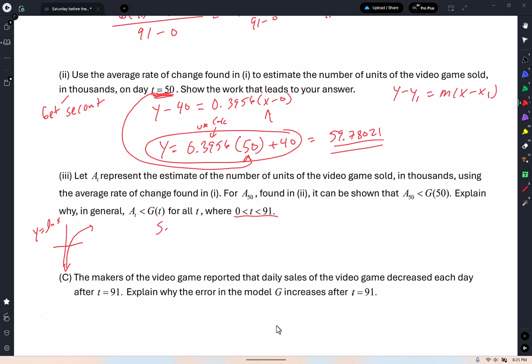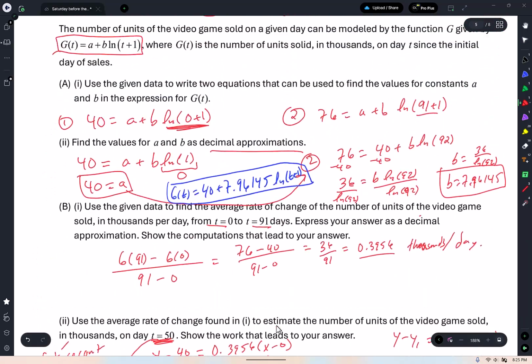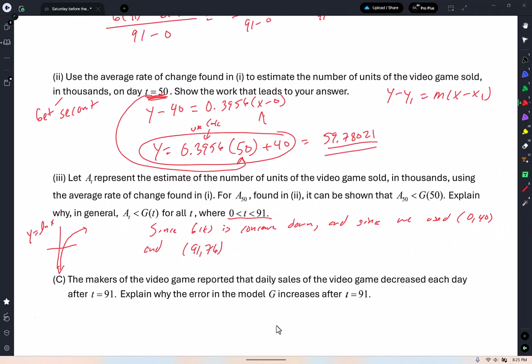So I'm going to write, since G of t is concave down, and since we used (0, 40) and (91, 76) to form A of t, A of t is below the curve G of t on this specific interval. Did I mention it was? Yeah. Since G of t is concave down, and since we used (0, 40) and (91, 76) to form A of t, A of t is below the curve G of t on this specific interval.